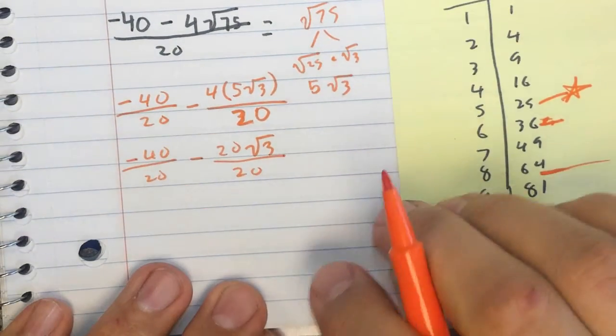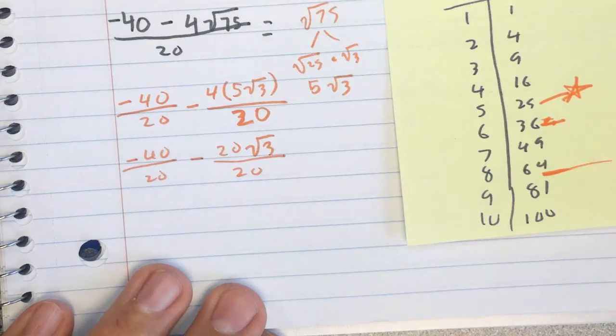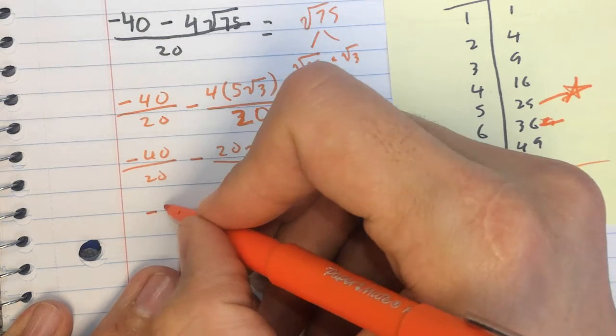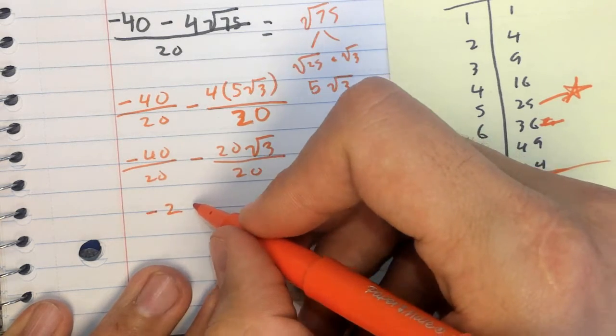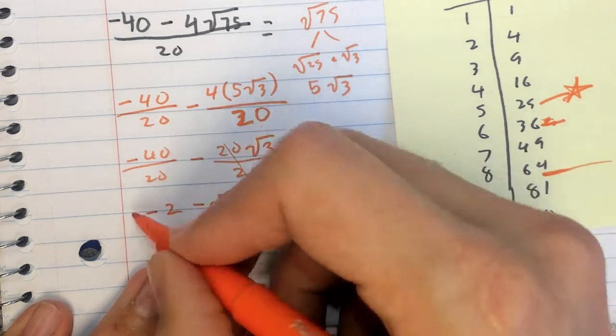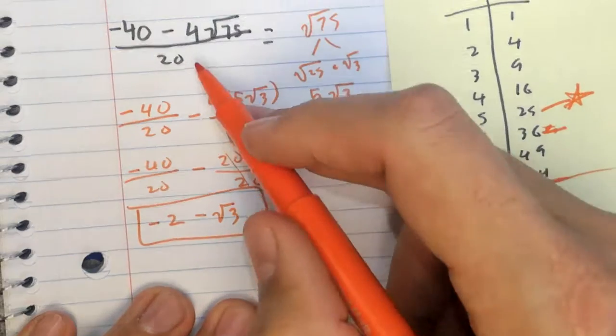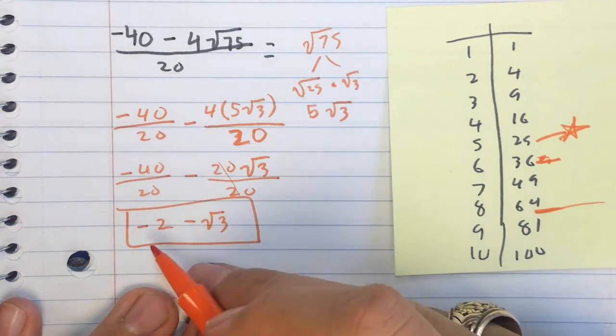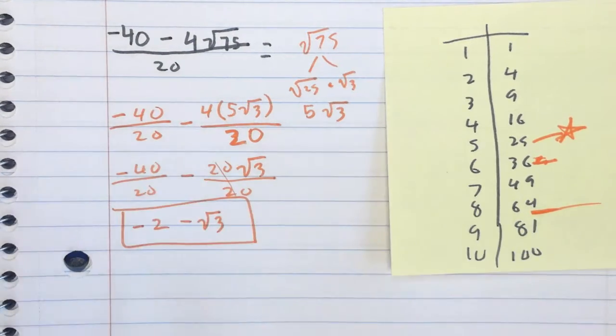Let's simplify it out and see what happens. Negative 40 divided by 20 is negative 2. Minus 20 divided by 20 turns to 1, so I have the square root of 3. All of this simplifies to negative 2 minus the square root of 3.